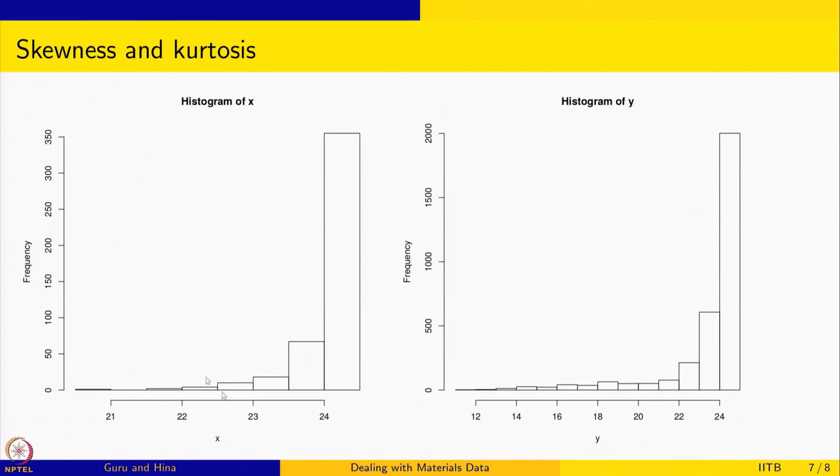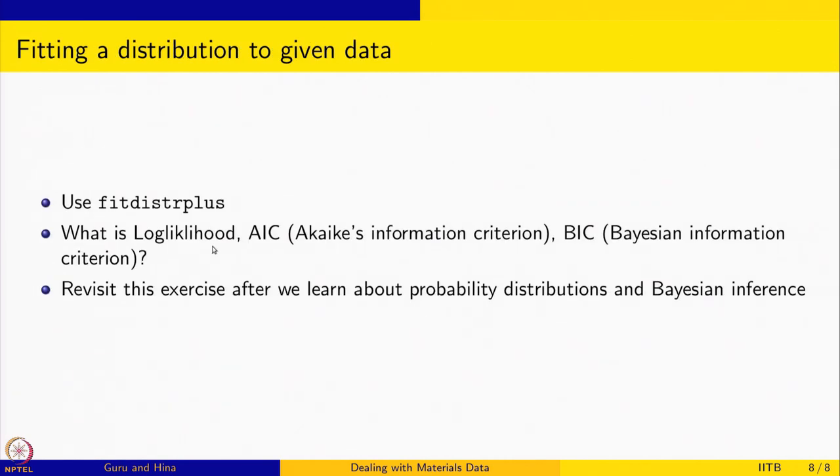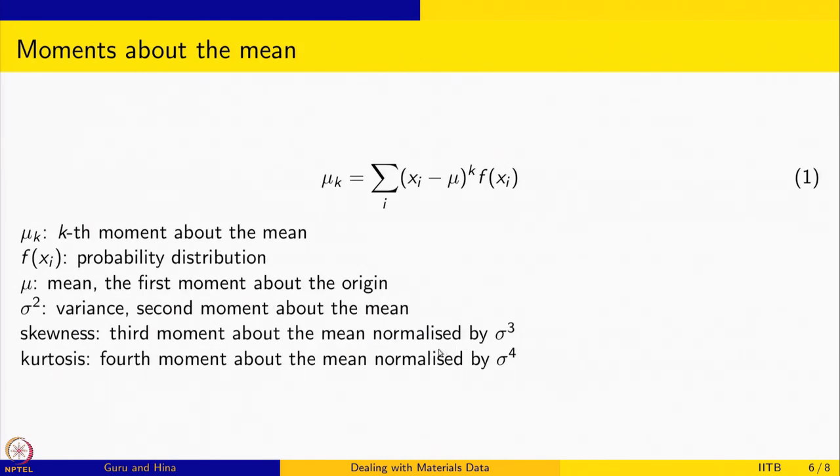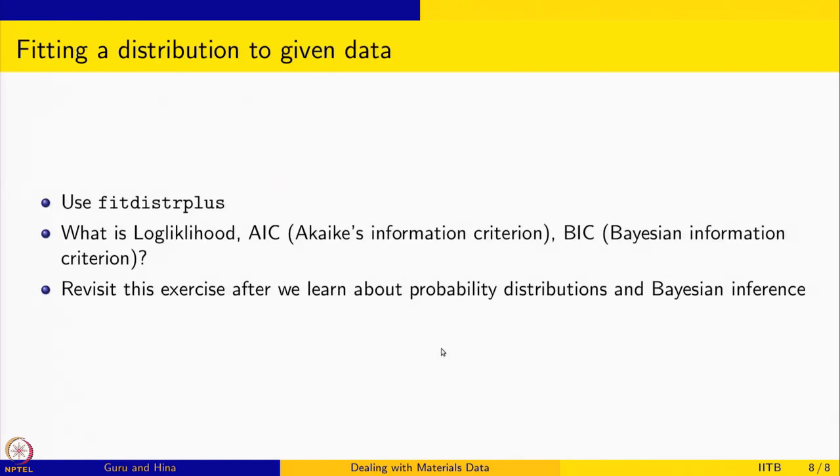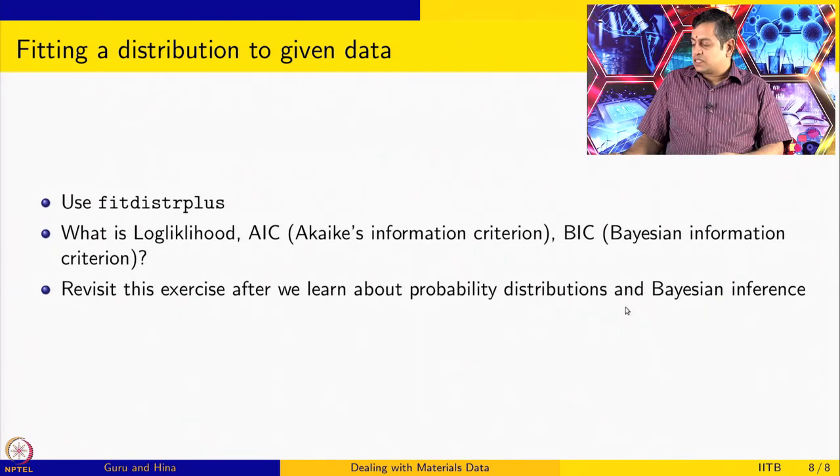This is the information, but we are going to get numbers for these two quantities, and they are defined in terms of moments about the mean and appropriately normalized. For doing that we are going to use the fitdistrplus library. While we analyze the data and come up with a fit for the given data, we also have to evaluate how good the fitting is. For that there are measures; specifically you will see that R gives you information about log likelihood, AIC which is the Akaike information criterion, and BIC which is the Bayesian information criterion. We will come back to understand these quantities better after we learn about probability distributions and inference. But for now, you just have to pay attention and see what these quantities are that are returned when you try to do the fitting.